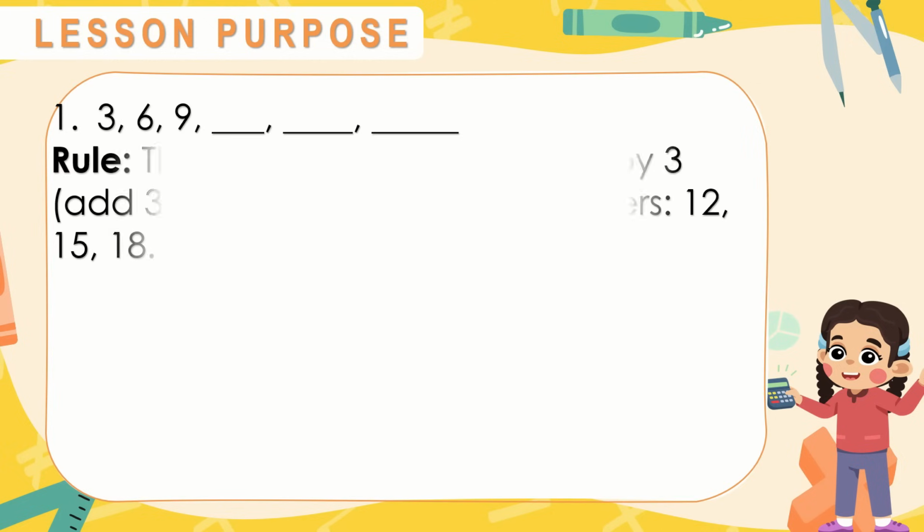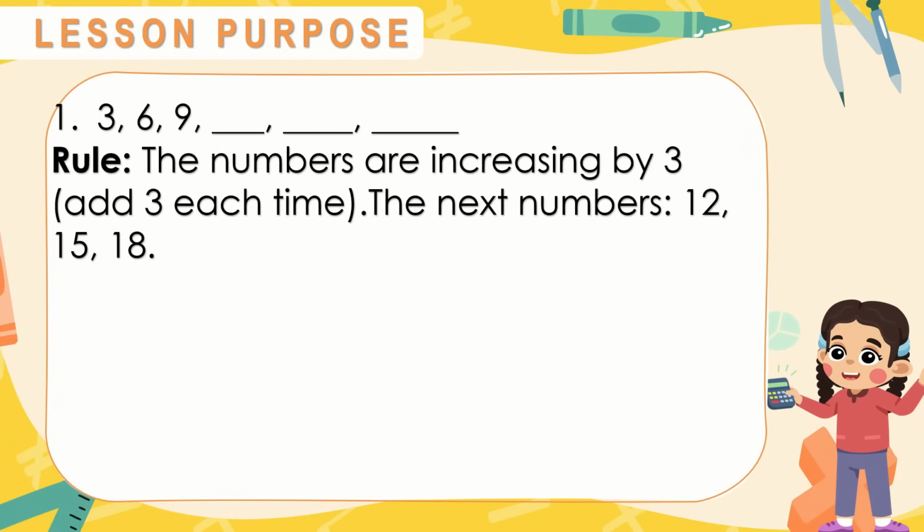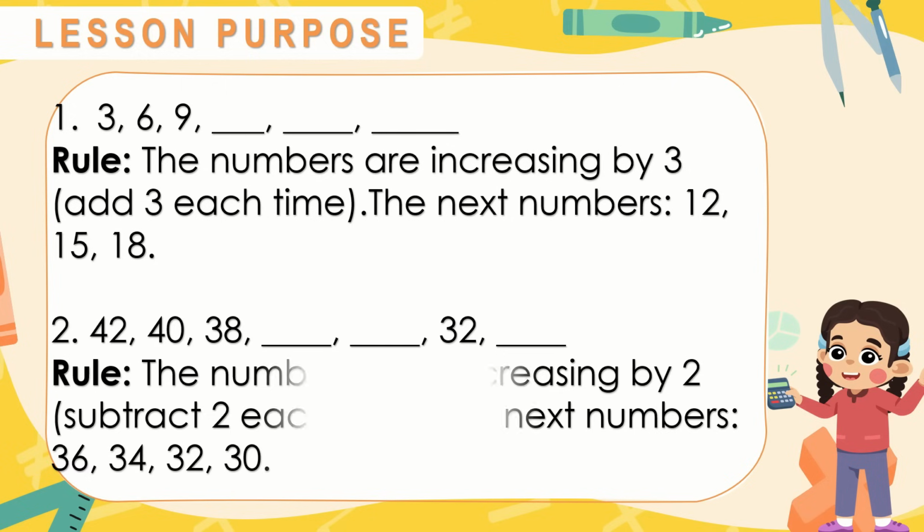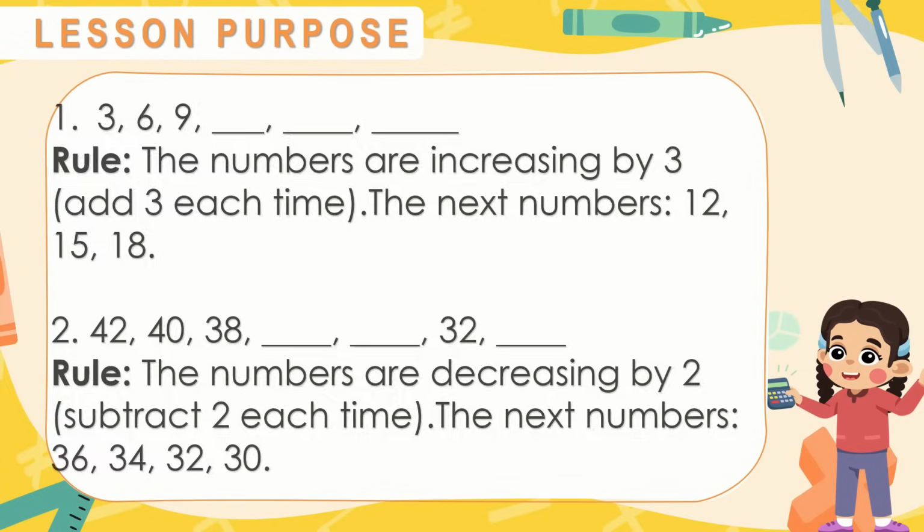Very good. In number 1, the numbers are increasing by 3. Add 3 each time. The next numbers are 12, 15, and 18. For number 2, the rule is the numbers are decreasing by 2. Subtract 2 each time. The next numbers are 36, 34, 32, and 30.